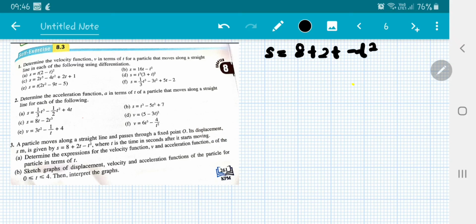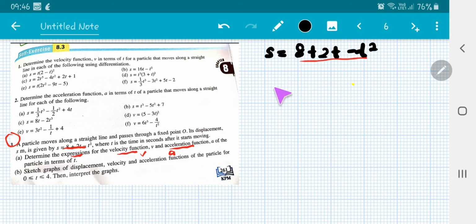Okay, self-exercise 8.3, question number 3. A particle moves along a straight line and passes through a fixed point O. Its displacement is given by s = 8 + 2t - t², where t is the time in seconds after it starts moving. A. Determine the expression for the velocity function and acceleration function of the particle in terms of t.